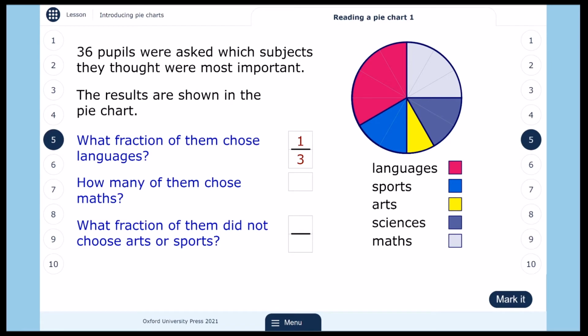In order to work out how many of the pupils chose maths, we need to therefore work out 1/4 of 36. That's because there were 36 pupils asked in total at the very start. Now, to work out a fraction of an amount, I divide by the denominator and times by the numerator. So for 1/4 of 36, I do 36 divided by 4 times by 1. That gives me an answer of 9 students.